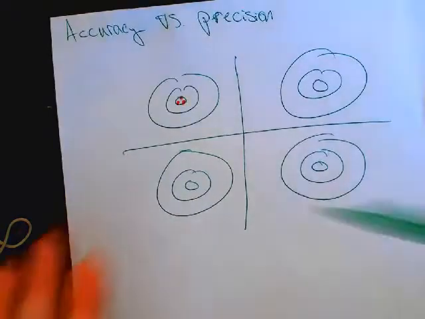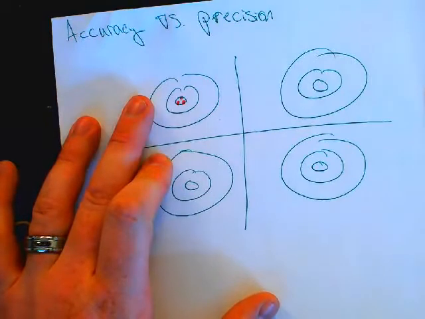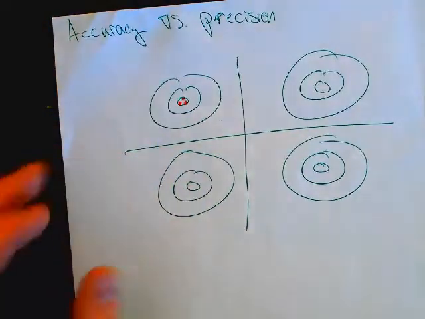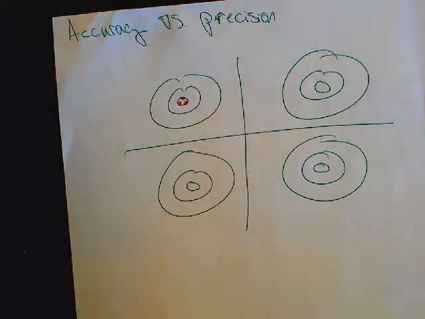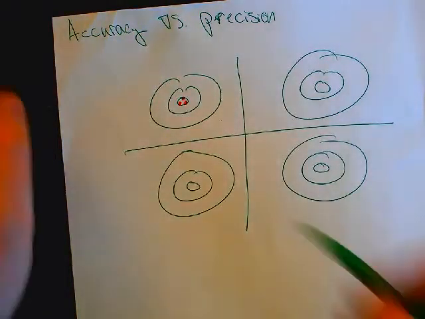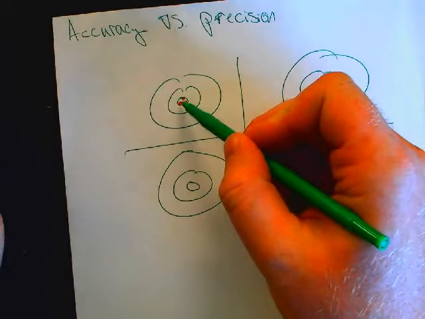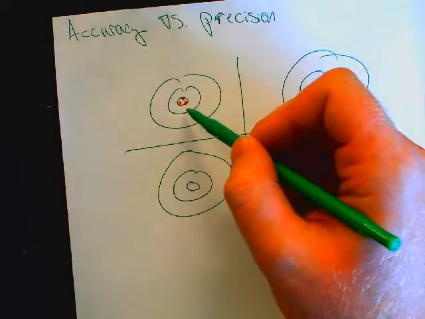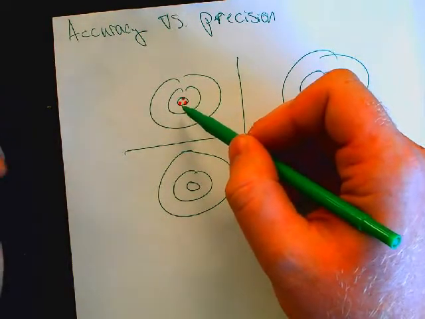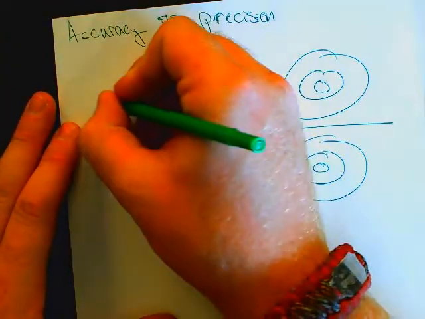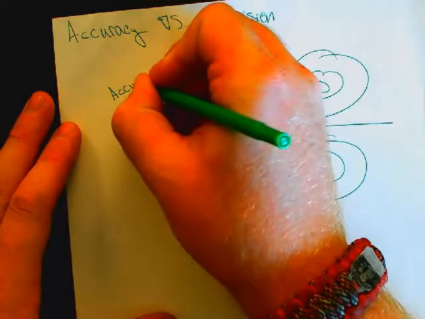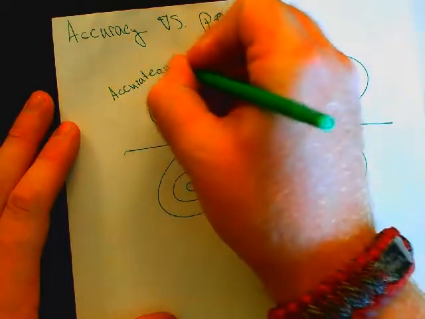Okay, so when we're playing darts, depending on the game you're playing, you've got different objectives. One of the games you can play, you're just trying to get the darts as close to dead center as you can. So in this case, we'd be both accurate and precise because we got all of our darts to hit exactly at our target, and they're a very tight group. So this is accurate and precise.